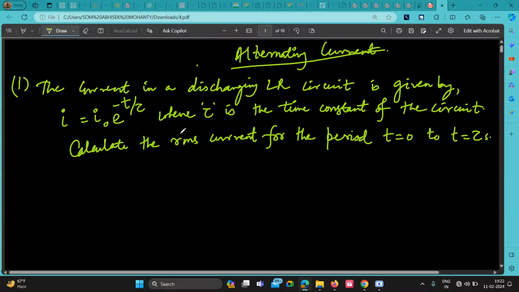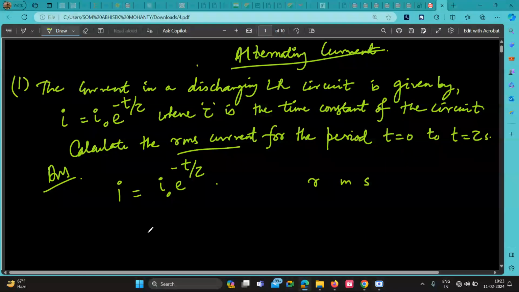The current in a discharging LR circuit is given by I is equal to I naught e to the power minus t by tau, where tau is the time constant of the circuit. Calculate the RMS current for the period t is equal to 0 to t is equal to tau. Try this question first. See, here I is equal to I naught e to the power minus t by tau, right? RMS current means root mean square, so first of all, let's calculate the mean square, I square mean.